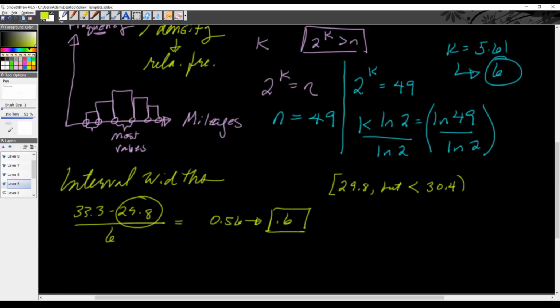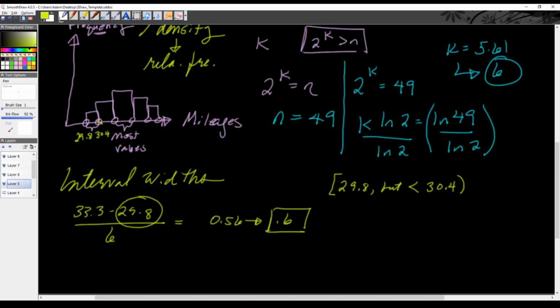Not less than or equal to, so I denote that range of data instead of using brackets. So less than or equal to, or the base of the range to the top of the range inclusive. We're going to do the base of the range to the top of the range not inclusive, so not including 30.4. So basically what I'm saying is 29.8 but less than 30.4 is the first width. So that's that first bar. 29.8 but less than 30.4.